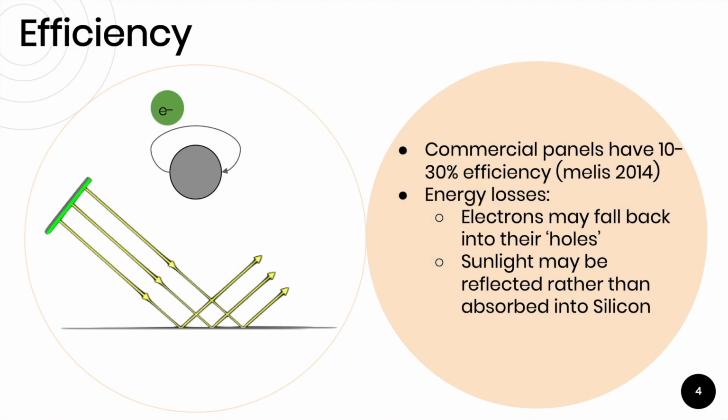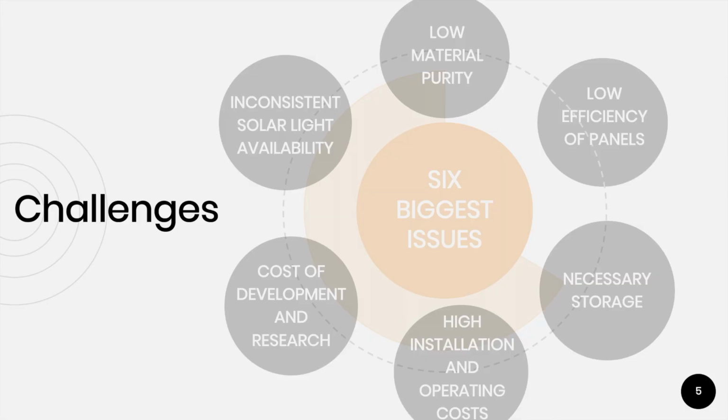Commercial solar panels have between 10 and 30% efficiency. One reason for this is electrons falling back into their holes, or positive charges, instead of traveling into the N layer of silicon to create a current. Another reason for this low efficiency is that sometimes light is reflected off the solar panel rather than being absorbed into the silicon.